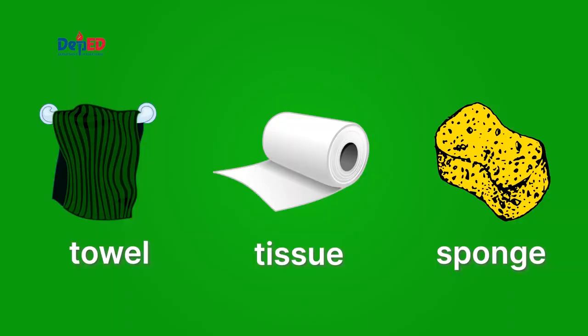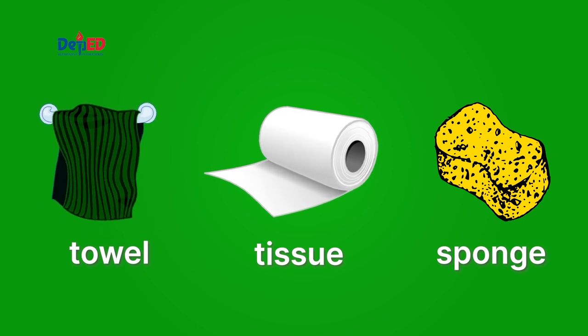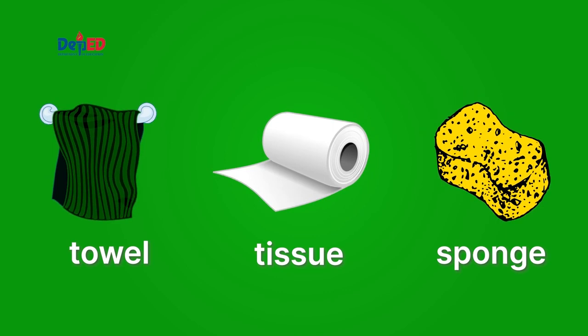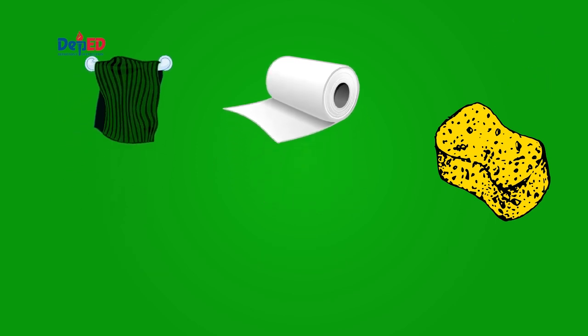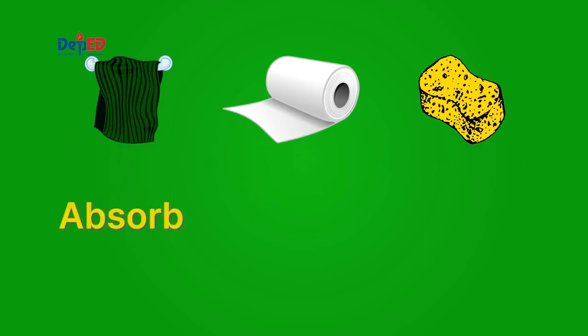Examine the materials in Set A. These materials are commonly found at home and are grouped according to their property. Can you identify the property by which they are grouped and classified? What property do the towel, tissue, and sponge have in common? A towel, tissue, and sponge can absorb water.